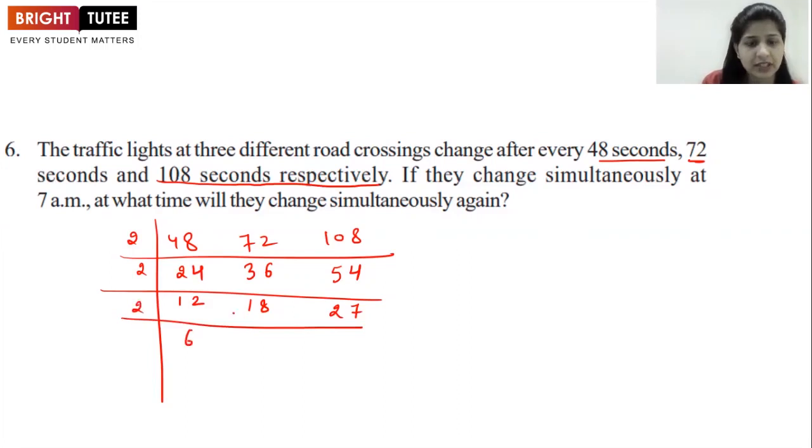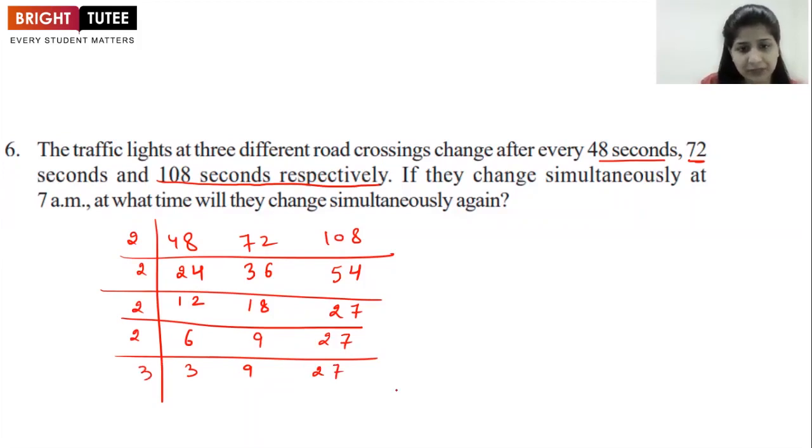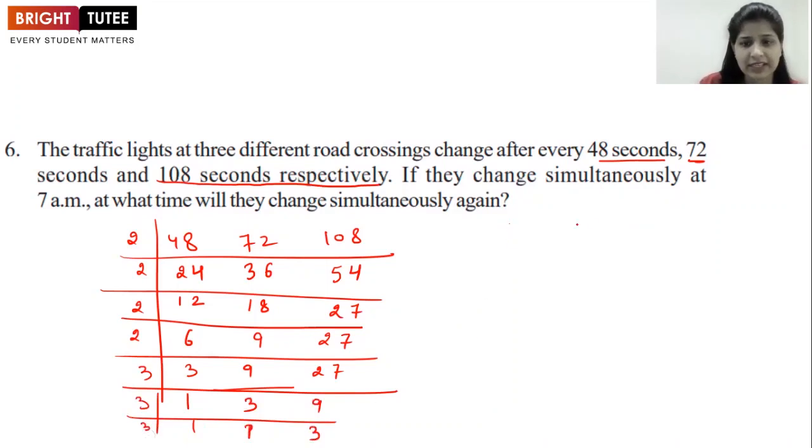2 6s are 12, 2 9s are 18 and then 27. Again with 2, 2 3s are 6, then 9 as it is and 27 as it is. With 3 we will do 3 1s are 3, 3 3s are 9, 3 9s are 27. Again with 3 when we do, we will get 1, 1 and 3. So last will also be with 3, that will give us the last answer as 1, 1 and 1.